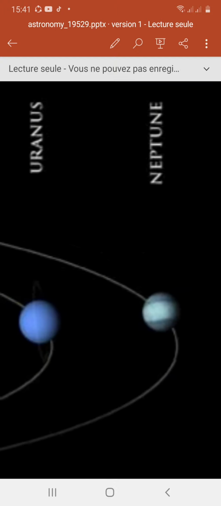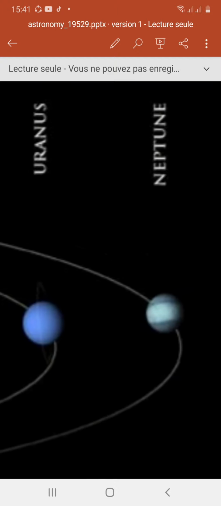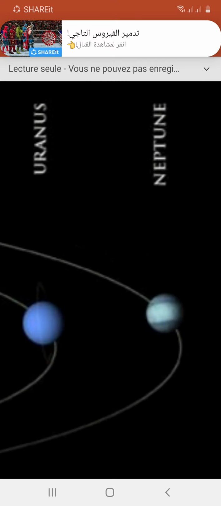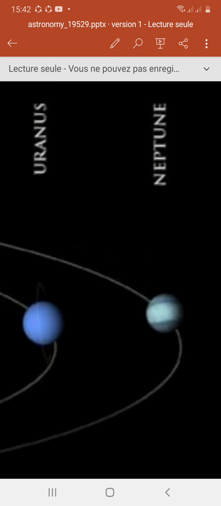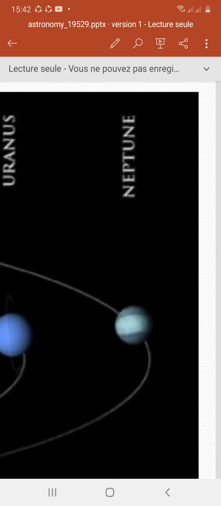We move to Uranus. It's also called the blue planet. It's the 7th planet in the solar system. It is also a gas giant. This planet has 21 moons, right? And then we come to the last planet, which is Neptune.